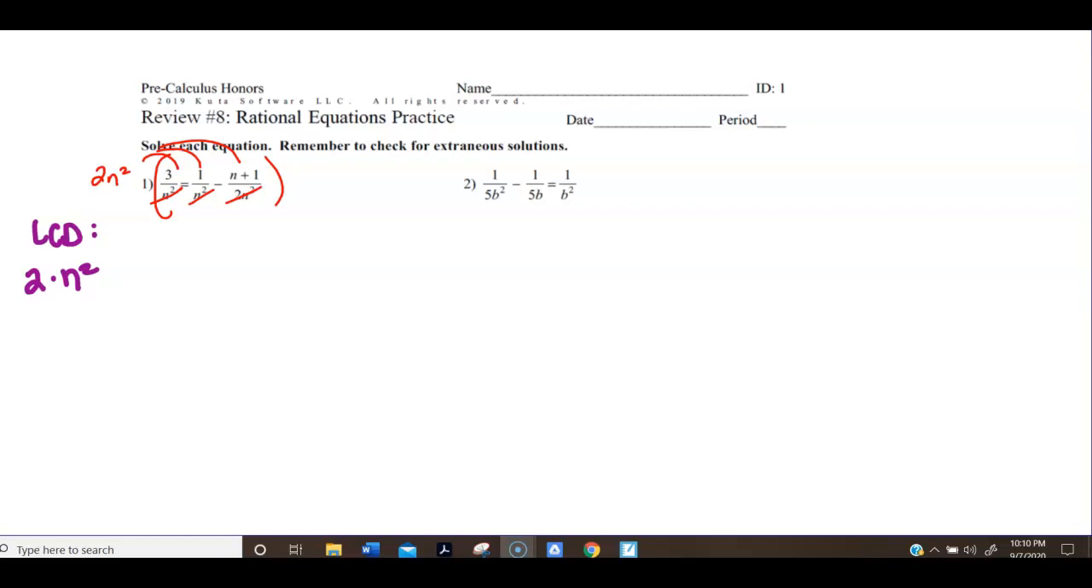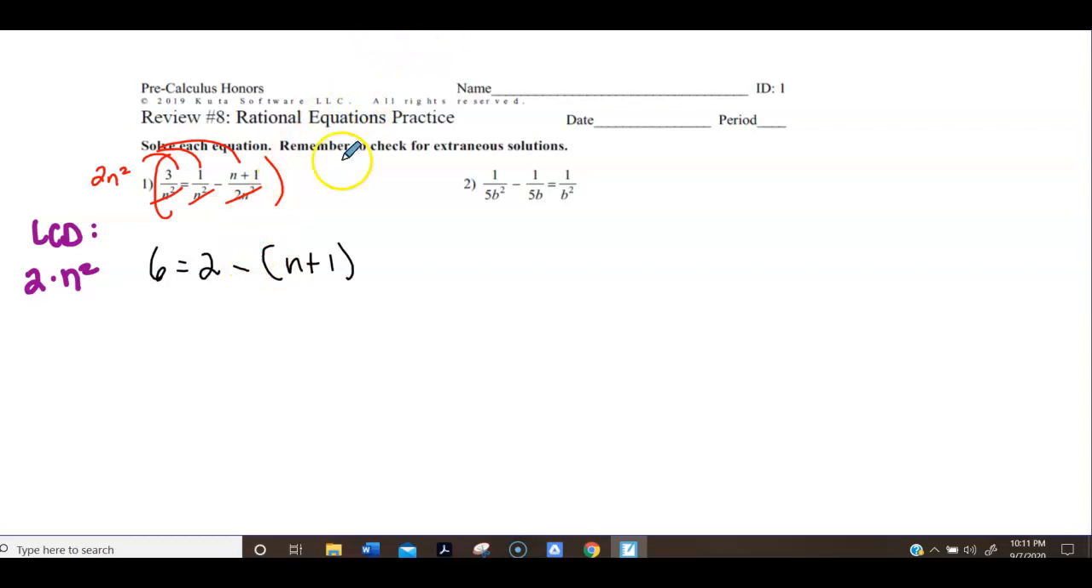So you have 2n squared. You're going to multiply the entire equation by the LCD of 2n squared. The n squared cancels with the n squared. You're left with 2 times 3, which is 6, equals n squared cancels with n squared, and 2 times 1 is 2. Now I'm really worried about the subtraction because it's subtract and then it's the whole thing, n plus 1. So the 2n squared cancel.